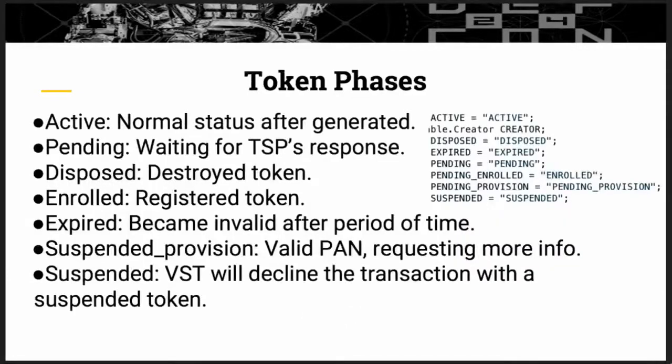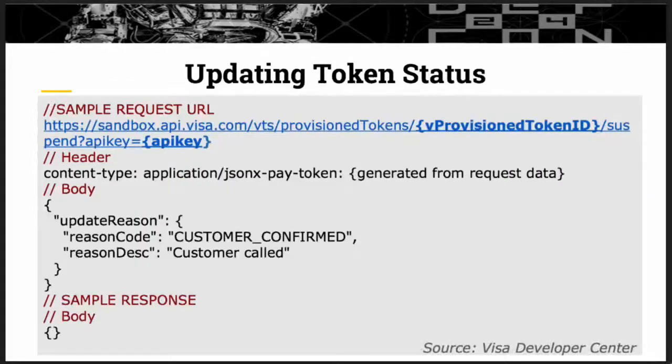Let's talk a little bit about the token phases or status. Like any other transactions, the tokens of Samsung Pay have different statuses, like active, pending, dispose, enroll, expire after a period of time, and suspended. This is, according to the Visa Developer Center, how a tokenization provider updates the tokens. It needs a provision token ID and also an API key in a JSON format. Please keep in mind this slide, as we're going to use it in the next example.